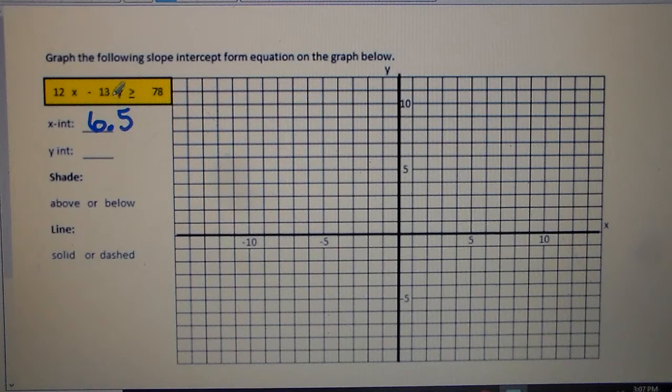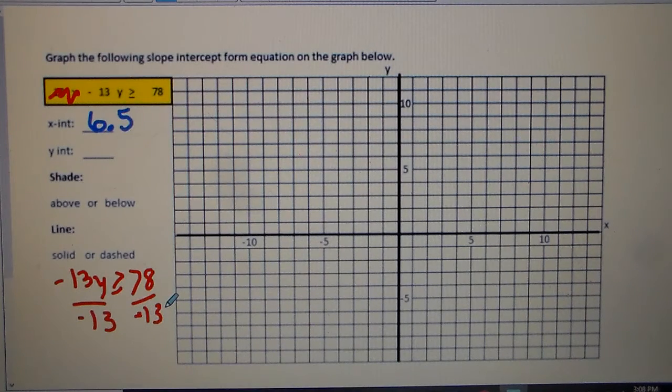Now to find my y-intercept, I put a 0 in for the x value. 12 times 0 is 0, so that disappears. And what I have left over is minus 13y is greater than or equal to 78. We divide both sides by negative 13, and type into the calculator 78 divided by negative 13, and we get negative 6. So our y-intercept is negative 6.